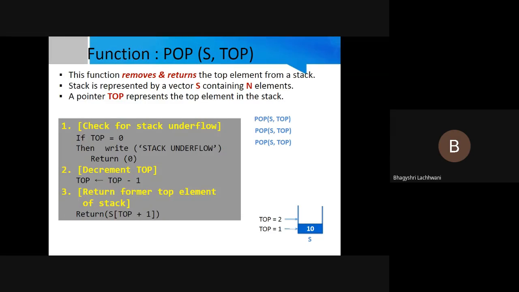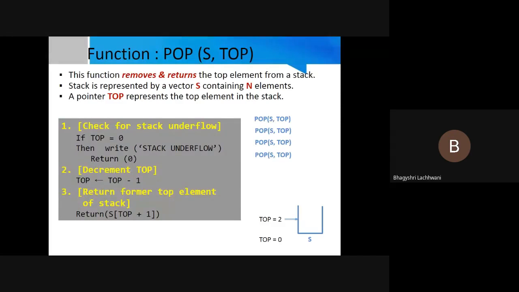Again the function call will happen, pop S of top. So now our top is on 1. Again check the first step in the algorithm: if top equals 0, no, the condition is false because our top is on 1. So go to the second step, top will be top minus 1. Now our top will become 0 and we will discard the item at 0 plus 1, that is the 1st position, which is 10. So we will discard the item 10 and top will become 0.